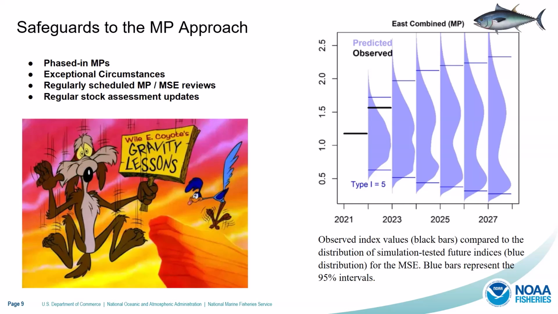And so these are already regularly scheduled to occur. So we're constantly checking up on the management procedure to make sure it's working for us. And lastly, we still conduct regular stock assessments. We still need stock assessments as health checks if they're not already included in the management procedure. So again, this is that holistic management. We still need to make sure the stock is healthy.